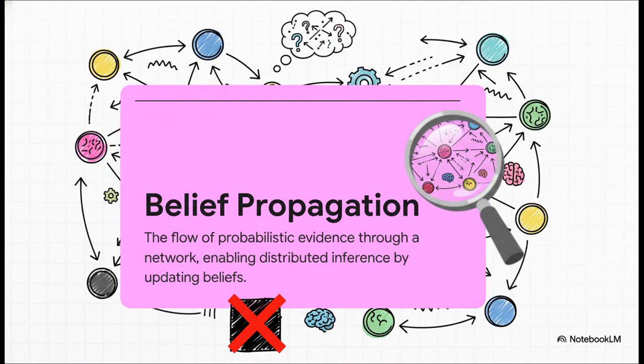And how does this update physically happen? It's through a process called belief propagation. So when new evidence hits one of the nodes, it doesn't just stay there. It ripples through the whole network like a wave, causing every connected node to update its own beliefs until the entire system settles on a new, coherent understanding of things.